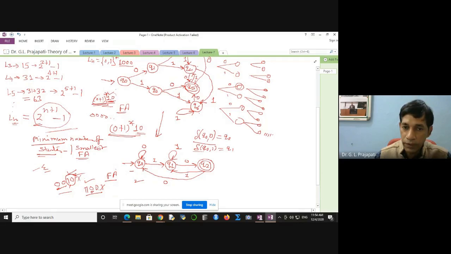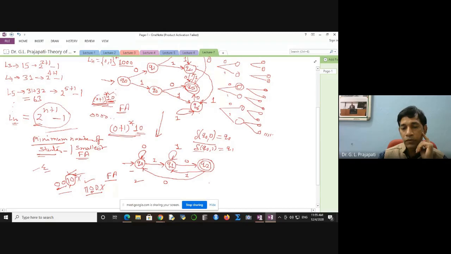So for any string which is not in the language, your machine is going to end at a non-final state. But if your string ends in 1, 0, then your machine goes to Q2. And hence this is also the FA for the same language. And in this FA, you have 3 states.